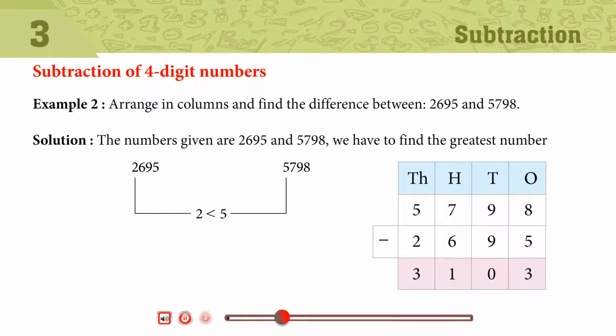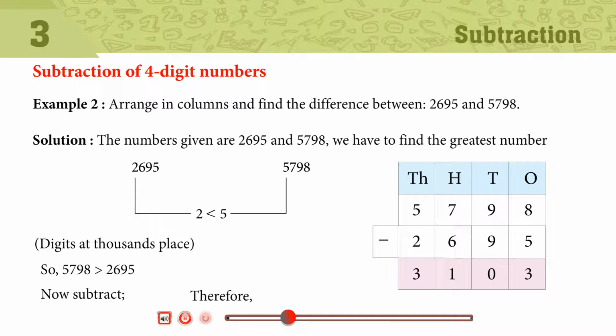We have to find the greatest number. 2 is smaller than 5, comparing the digits at the thousands place. So, 5,798 is greater than 2,695. Now subtract. Therefore, 5,798 minus 2,695 is equal to 3,103.